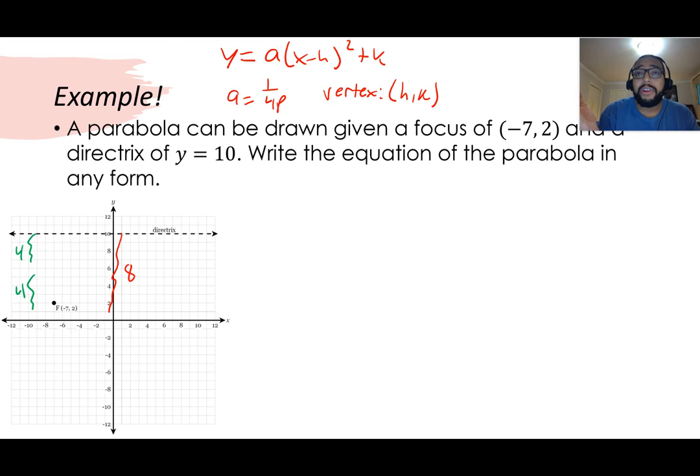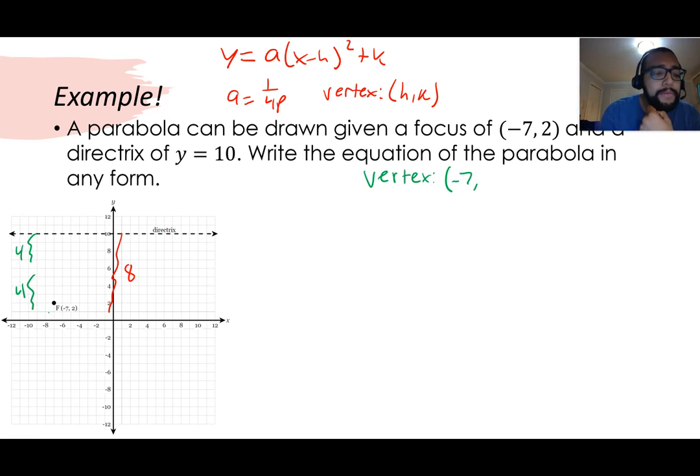Well, remember, a parabola has symmetry. And that symmetry, that axis of symmetry, is going to go through the vertex and the focus. So our focus and vertex will carry the same x value. So in this case, we have an x value of -7. And let's find that y value.